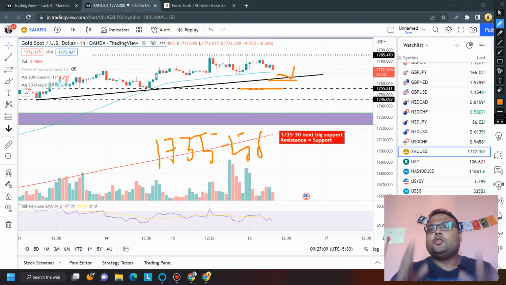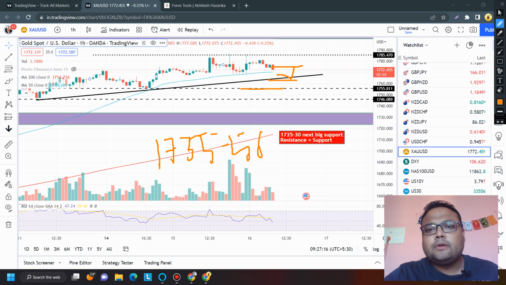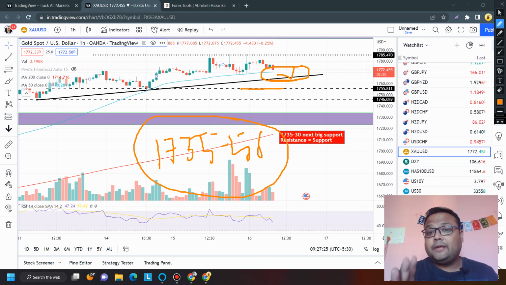See, not all levels have the equal amount of strength. So as a result, in case of low volatility, you can expect the market to bounce from the trend line. If the market bounces, well and good. If the market breaks it, 1755 to 56 will be the next support for you before the news only. Now let's wait and watch how the market reacts.